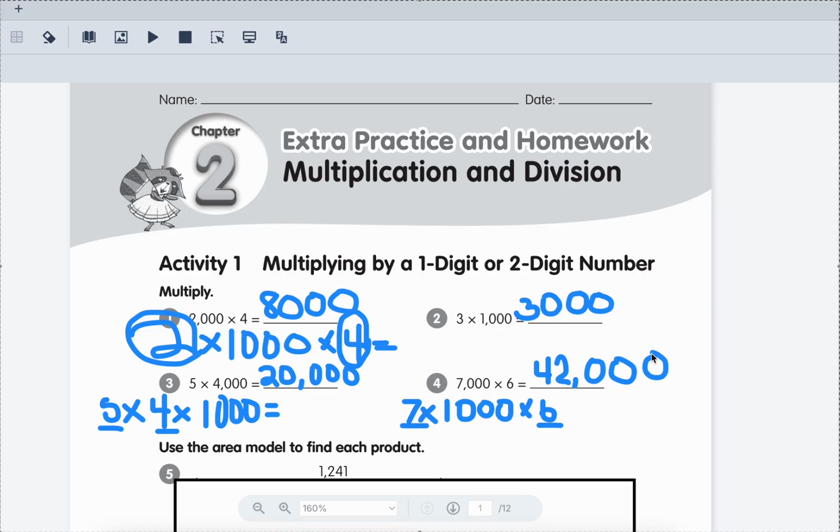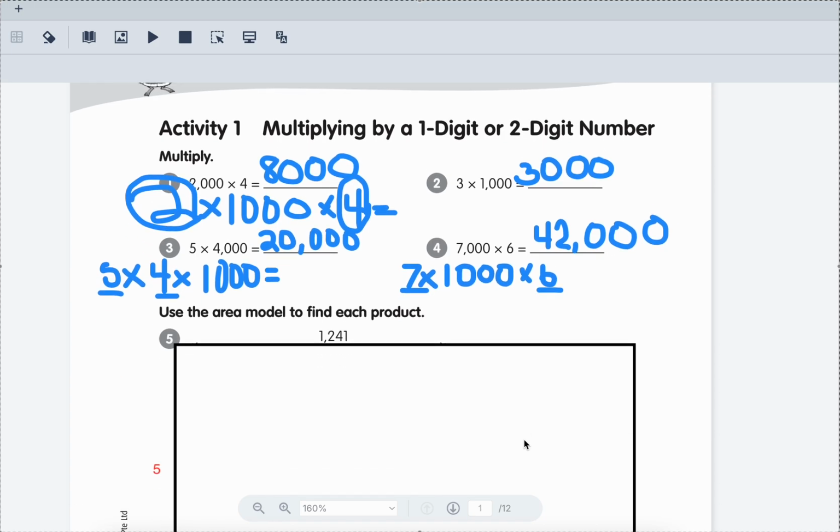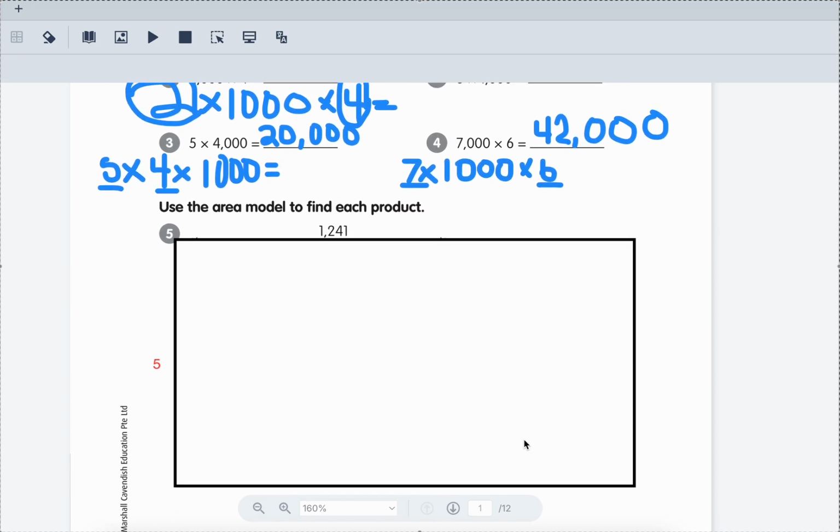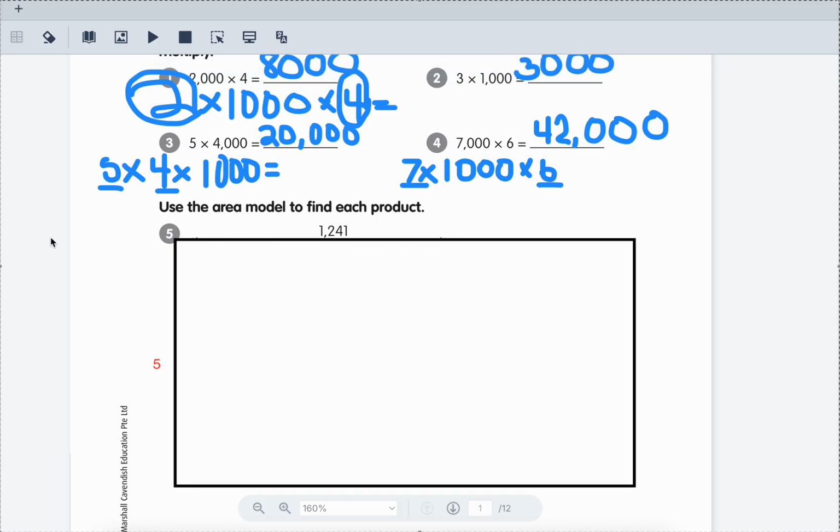So that's multiplying by multiples of 10. We're breaking apart numbers to make it easier for us to multiply. Now we're going to go into the area model, which we did have a little trouble with yesterday. So when we're looking at the area model, we want the problem right here.